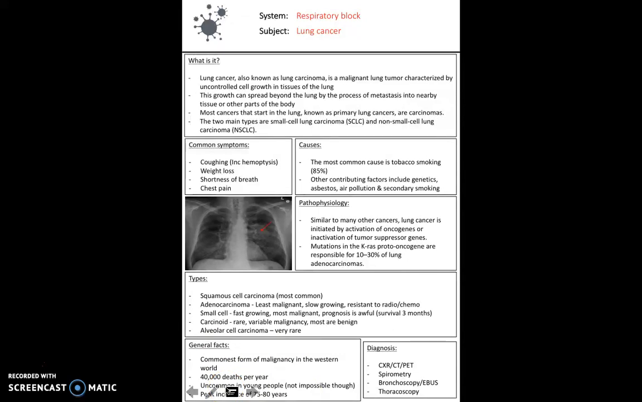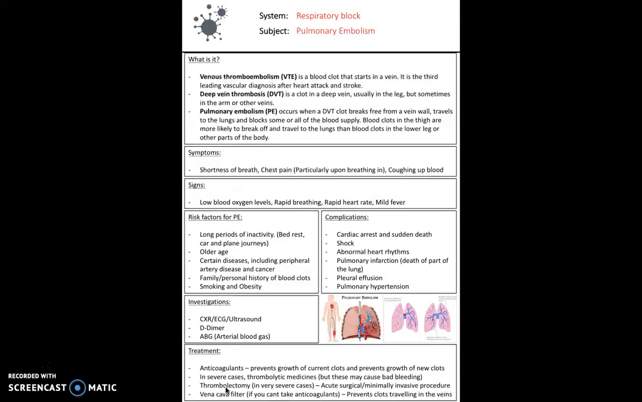So it's the biggest form of malignancy in terms of cancer diagnosis in the UK. It's not the most common, but it does cause an awful lot of deaths.